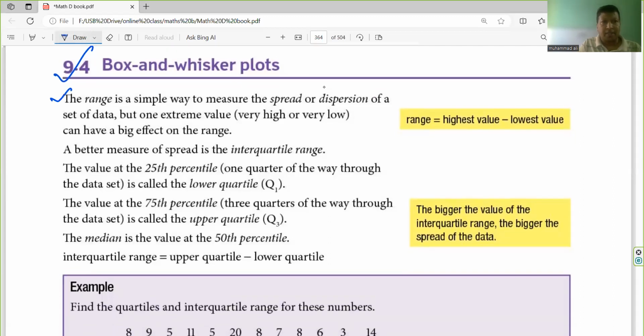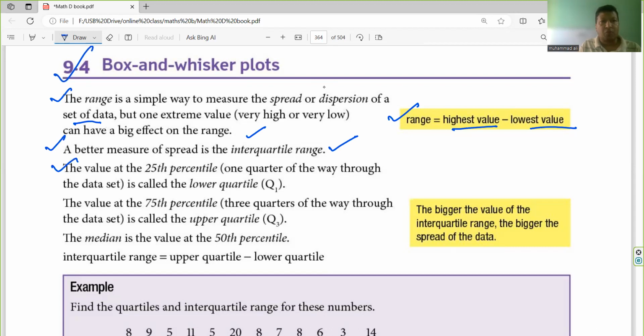The range is a simple way to measure the spread or dispersion of a set of data, but one extreme value, very high or very low, can have a big effect on the range. So the range is the highest value minus the lowest value. A better measure of spread is the interquartile range.